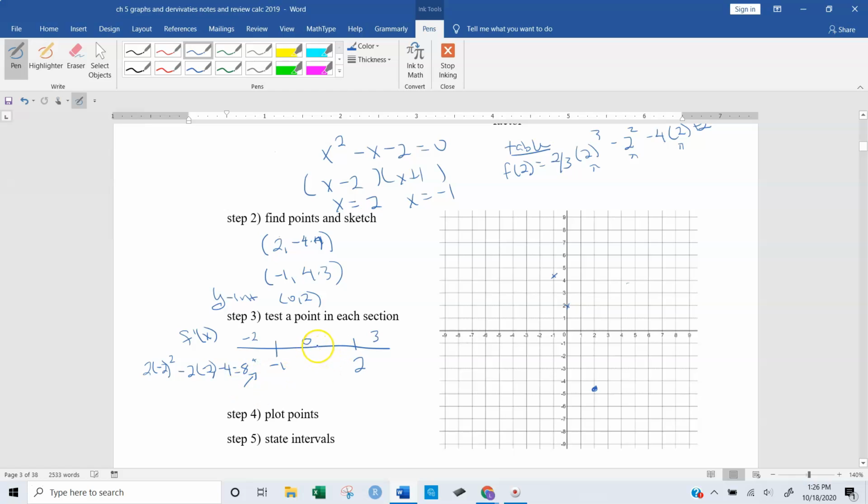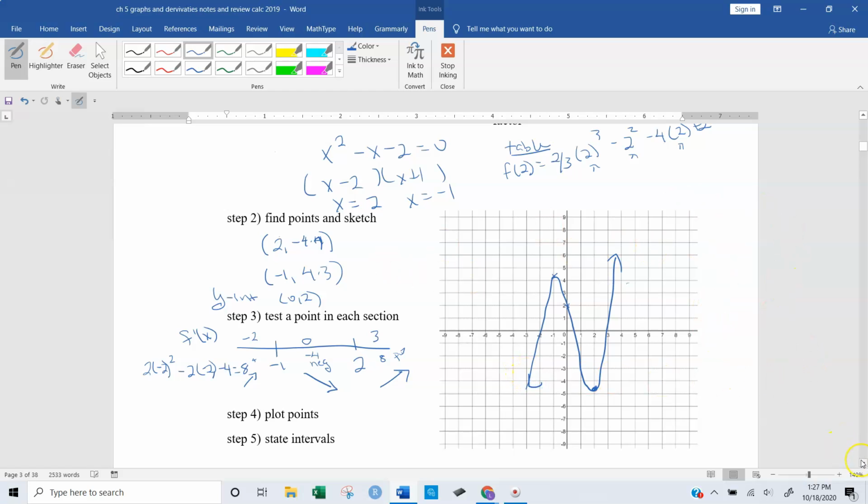When you plug in 0, you're going to get -4. So since this is negative, it is decreasing. And then when you plug in 3, I got 8 again, which is positive, which means this section of my graph is increasing. So we go increasing, decreasing, increasing. So if we look here, I would go increasing to this point, decreasing through my y-intercept to my other one, and then it started to increase again, which is exactly what we thought our graph would look like.